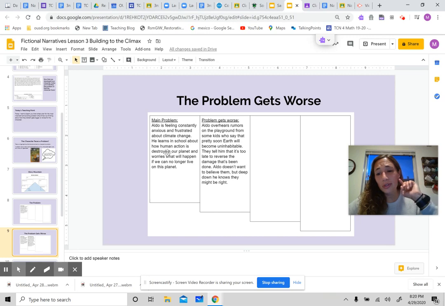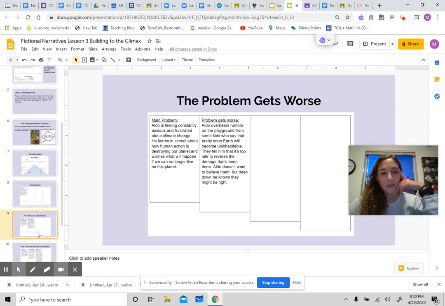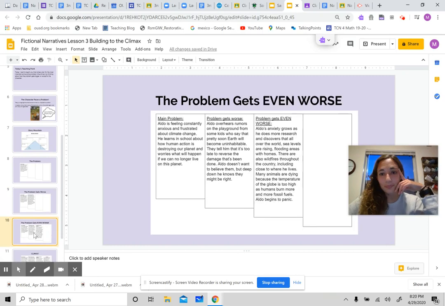Because he was already worried about climate change, and now he's hearing rumors that because of climate change, we might not be able to stay on our planet. Earth is uninhabitable. So now I'm thinking, how could the problem get even worse for Aldo? Remember, my reader will probably want to see that problem get worse and worse and worse until it gets better. So I'm going to think again, how can it get even worse? This is what I ended up deciding.